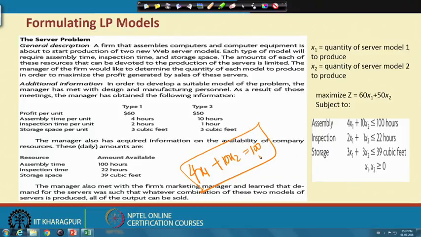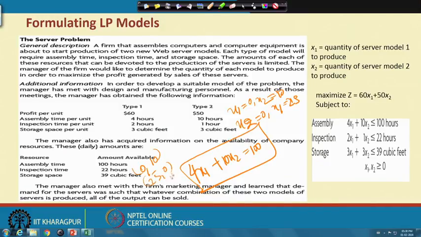Then once you have the straight line, you can apply the actual requirement, whether it is less than type or greater than type. For instance, here putting x 1 equal to 0, x 2 equal to 100 by 10, so it is 10. Again putting x 2 equal to 0, x 1 equal to 100 by 4, that is 25. So technically we have two different points: one point is 0, 10 and another point is 25, 0.